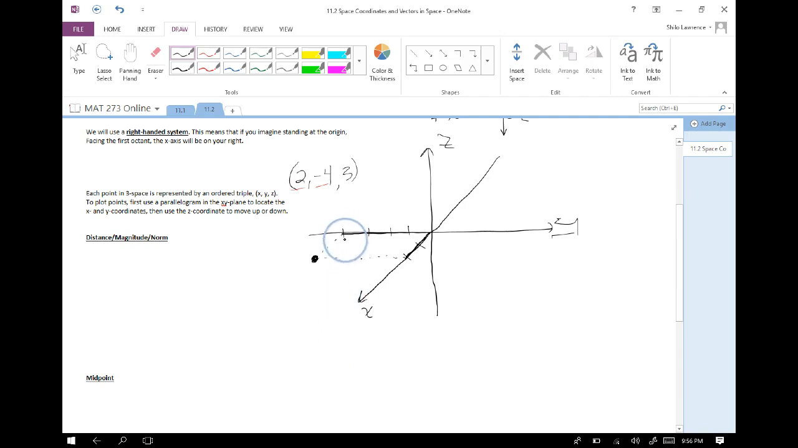And it's not straight out from 4 or straight out from -2. We've got this parallelogram because visually, when we look at 3 dimensions on a 2-dimensional screen, we don't actually see that 90-degree angle right there. It looks less. So this is 2, -4, 0, because I have not moved up or down yet. Once we know where we are in the xy plane, we can then move either up or down based on our z-coordinate. So we want to move up 3 units.